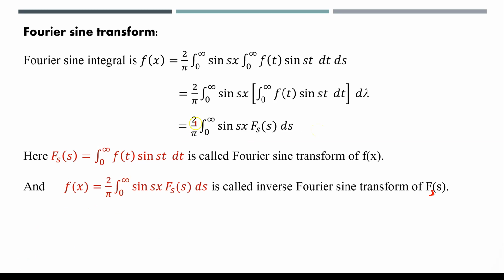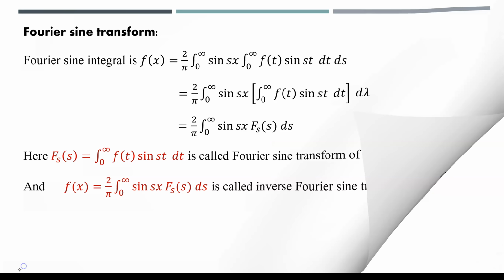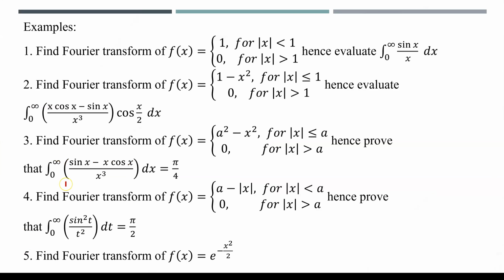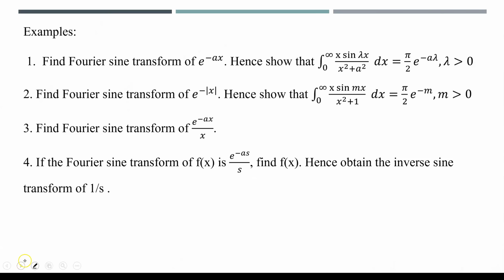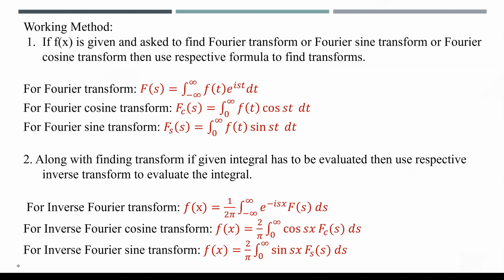Now f(x) equal to 2 by pi integral 0 to infinity sin(sx) F_s(s) ds is called the inverse Fourier sine transform of F_s(s). Now here I have listed some 5 examples on Fourier transform and 5 examples on Fourier cosine transform. Again some 4 examples on Fourier sine transform. So to solve all those problems, first let us see the working method.